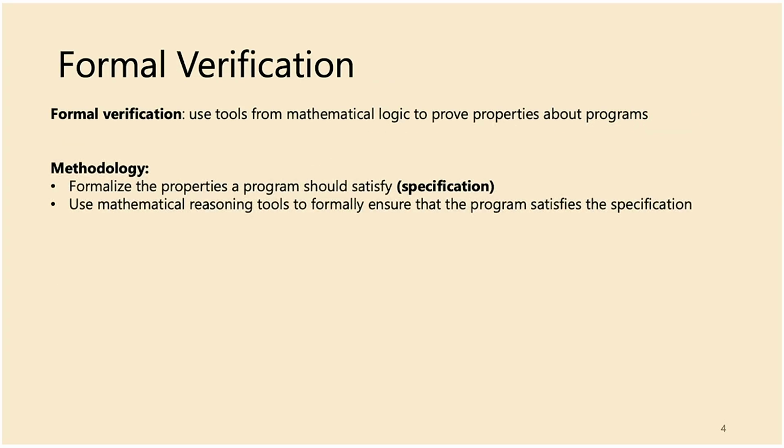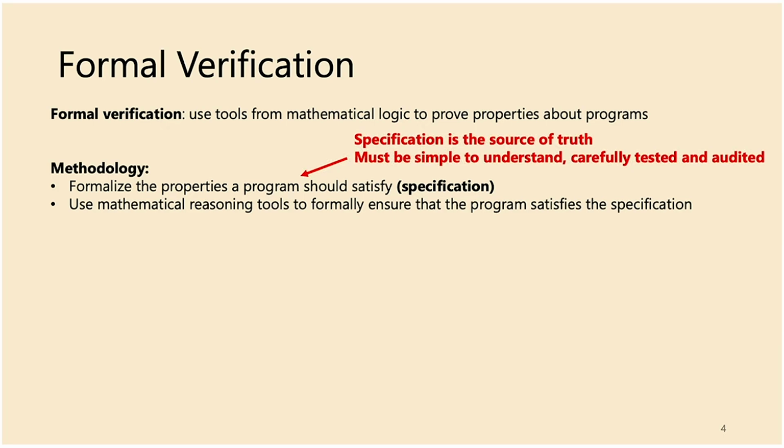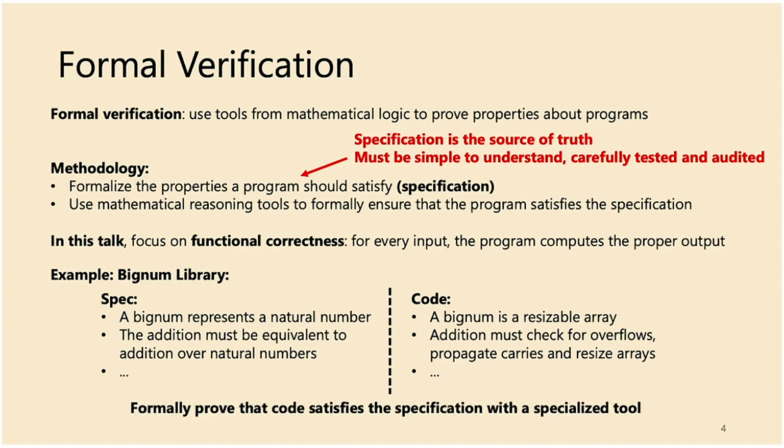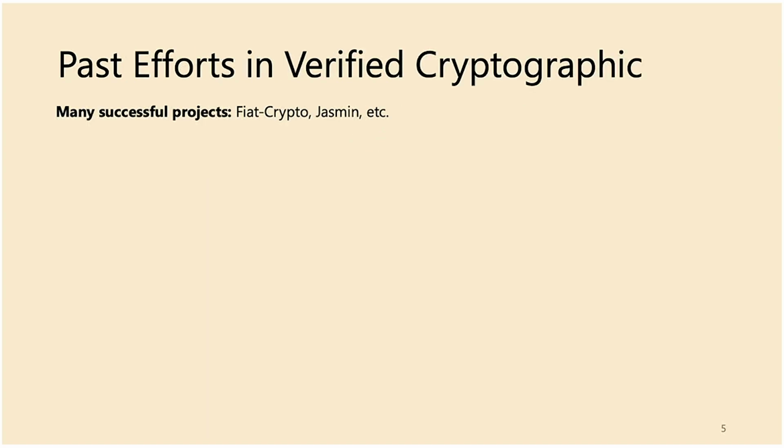I want to emphasize one thing in the methodology of formal verification, which is that we always verify with regard to a specification. So if the specification is wrong, the verification effort doesn't mean anything. So the specification is the source of truth. It has to be simple to understand, carefully tested, and audited. In the context of this talk, I'm going to focus on functional correctness. Now, with regard to functional correctness, there have been many successful efforts to verify cryptographic programs.